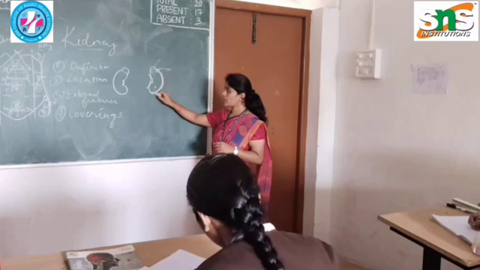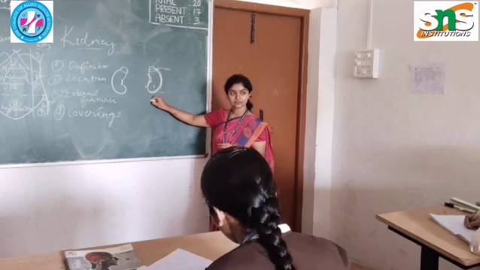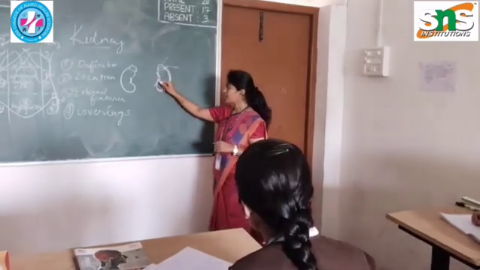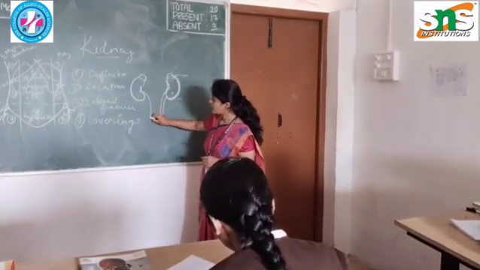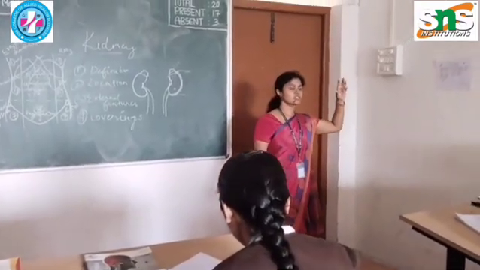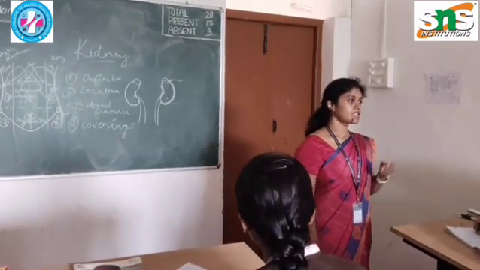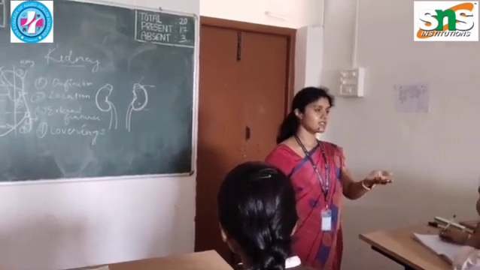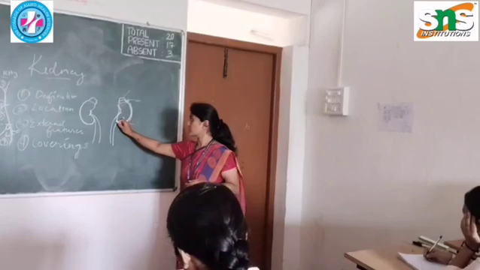Your lower border will be facing your what? Always will be facing your renal pelvis. Renal pelvis is the uppermost opening of the ureter. You know what is ureter? It is a tube which is connecting your kidney and your urinary bladder. That is ureter. So this renal pelvis is nothing but the uppermost extension of your ureter. So your lower border will always have this ureter.